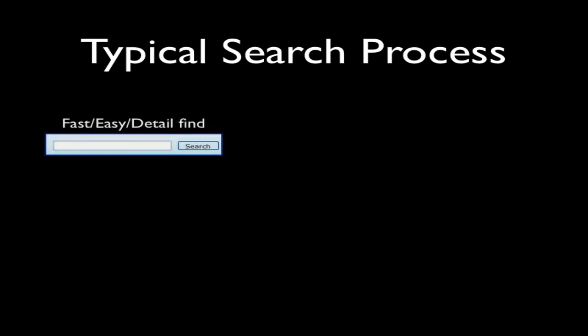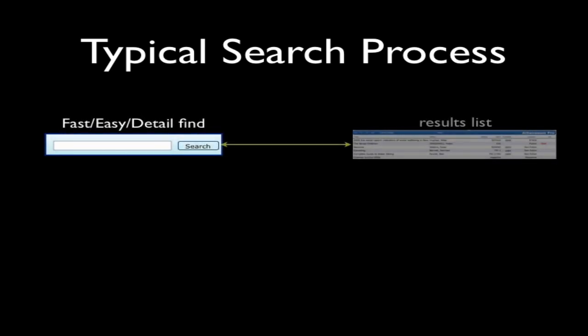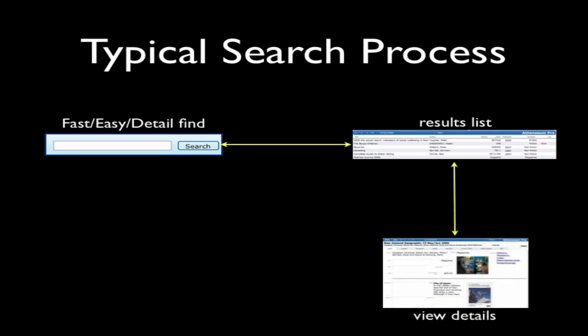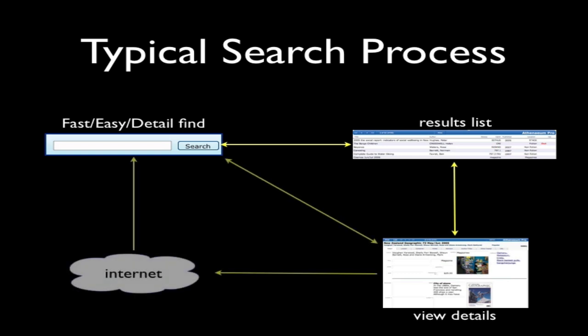The typical search process starts at the fast, easy or detailed find screen. The user is returned a list of results. They can return back to the fast, easy and detailed find screen for another search, or they can see the details of any item in the results list. They can either return back to the find screen, or if those details have a link to a web page, they can move off into the internet and do further research there. Let's see how that works.